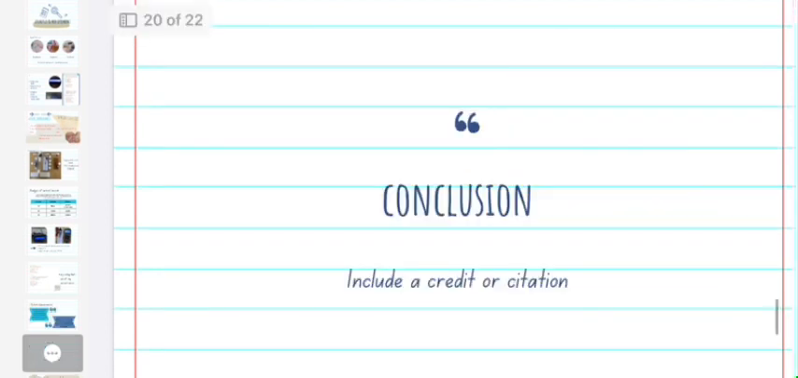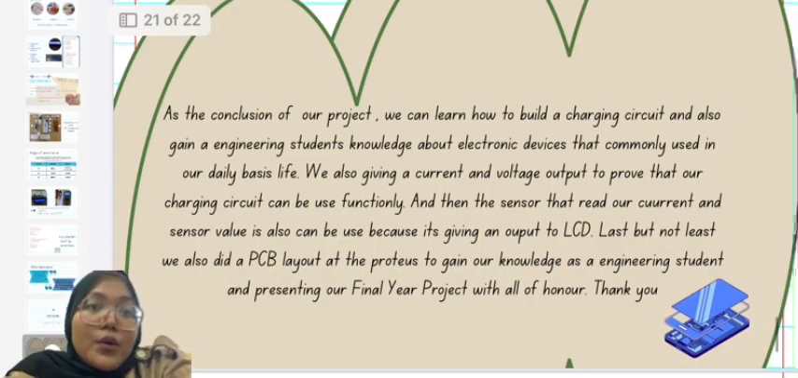As the conclusion of our project, we can learn how to build a charging circuit and also gain engineering student knowledge about electronic devices that are commonly used in our daily life. We also give current and voltage output to prove that our charging circuit can be used functionally. The sensors that read our current and voltage values can also be used because they give an output to the LCD. Last but not least, we also did a PCB layout in Proteus to gain knowledge as engineering students, and we present our final year project with all honor.